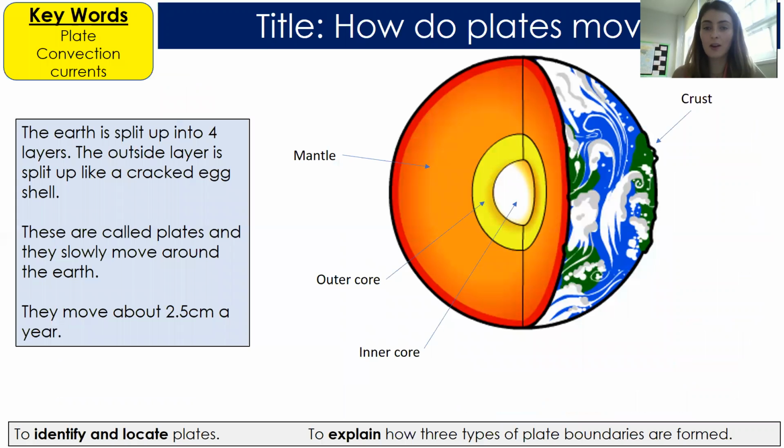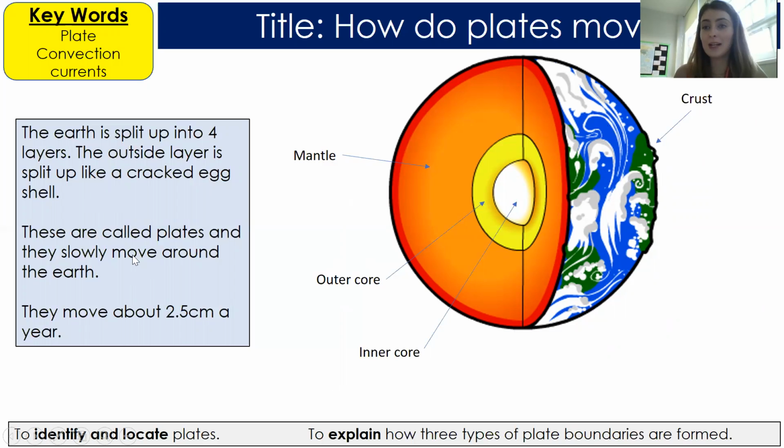So to start off with, our Earth is split up into 4 layers. The outside layer is cracked like an egg, and that's the layer that we call the crust. The next layer underneath the crust is the mantle. So the mantle is where the molten rock, the molten lava, which is known as magma, is stored. We've got the outer core and we've got the inner core, which is the very, very centre of the Earth. Remember, we are standing on the crust. That is our layer, and it's split up like a cracked eggshell.